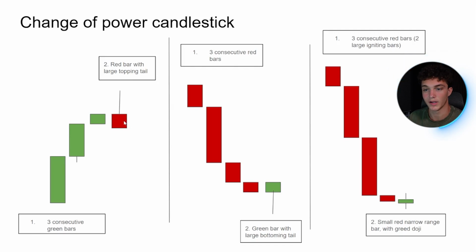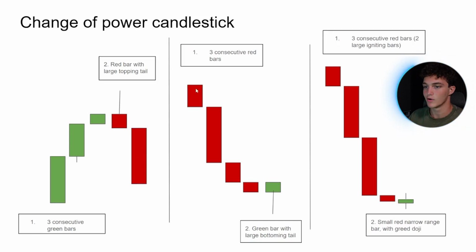Also note, we could see a topping tail. And if you guys remember what that is, when there's a topping tail, that means buyers pushed price all the way up here and then sellers pushed it all the way back down. So after this consecutive move here, we can see this candlestick, and this suggests to us that for the first time after this move, the sellers have won the battle, and it signifies a change of direction may be occurring.